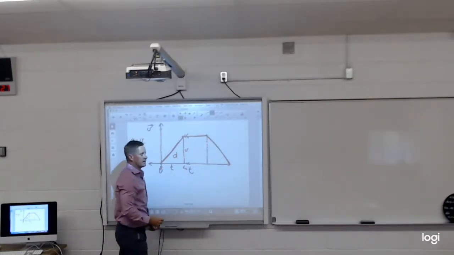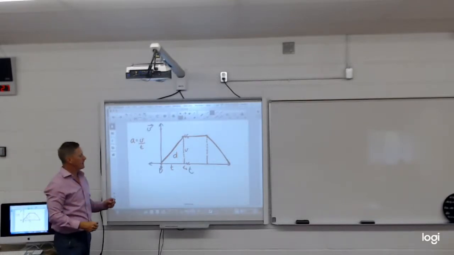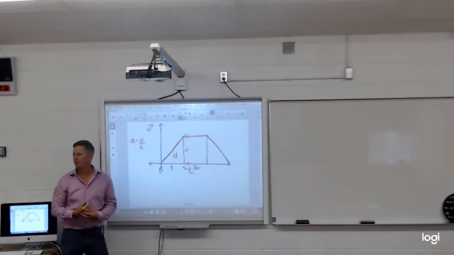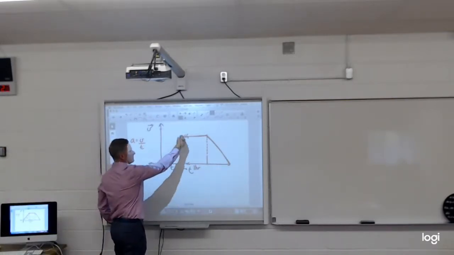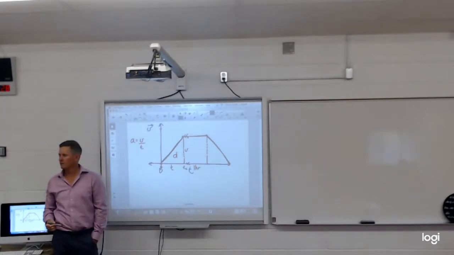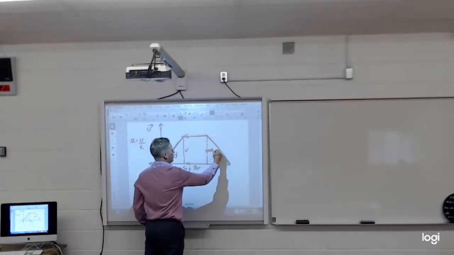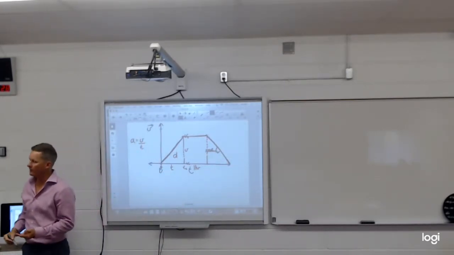Let's say I set my cruise control for 1 hour down here. That's my time interval, right? And what is the constant velocity that I'm going at? 100 kilometers an hour. So if I go 100 kilometers an hour for 1 hour, how far have I traveled?